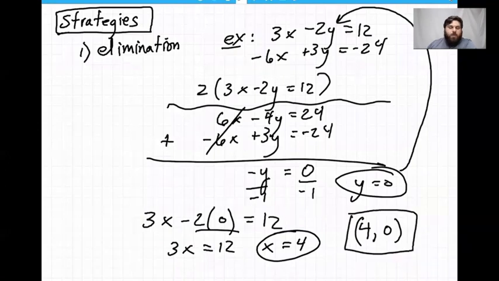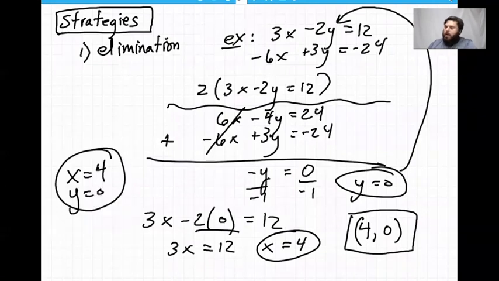A lot of the times we write it as a coordinate. You could see it as x equals 4, y equals 0, but chances are you're going to see it as a coordinate. Okay. All right. So why would I choose elimination here? Why was elimination a good choice? Let's actually look back after we go through these three strategies, and we'll talk about why we chose that. Okay. Next strategy is called substitution.